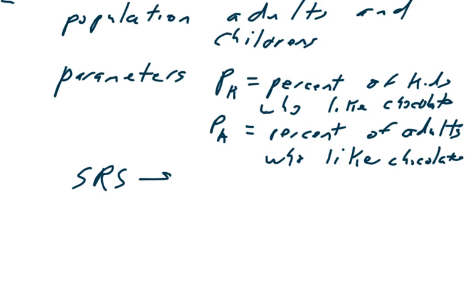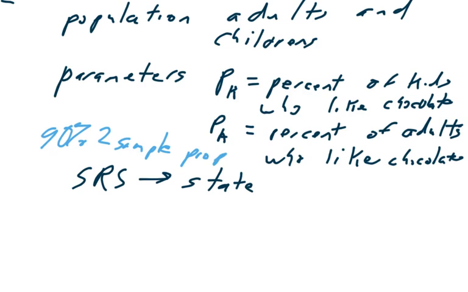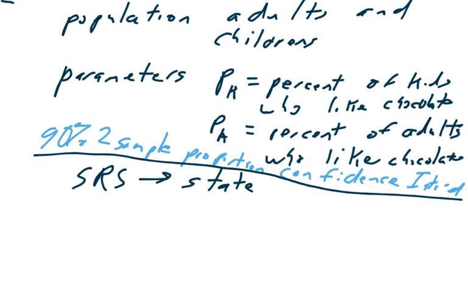Alright, so SRS is stated. Oh, I forgot to mention that we have a 90% two sample proportion confidence interval. Alright, so sorry I forgot that. SRS is stated for both populations.